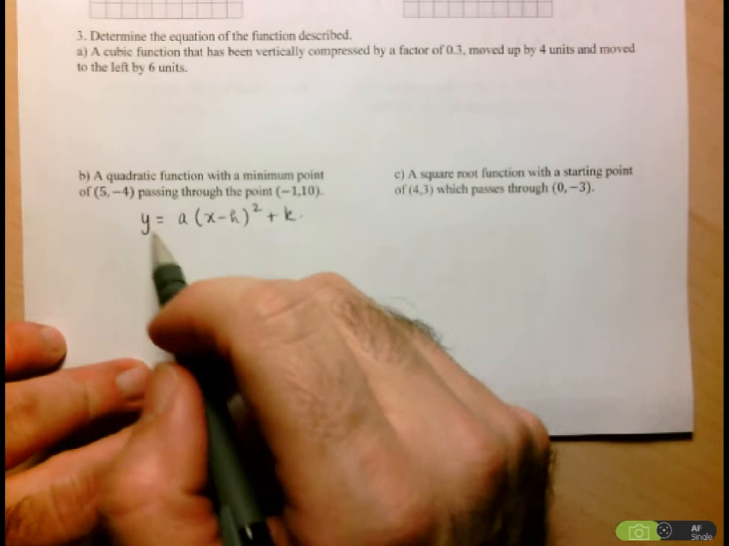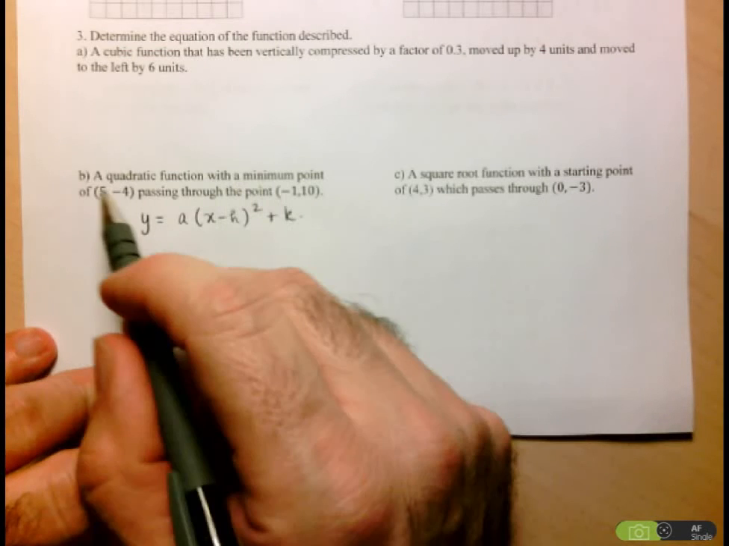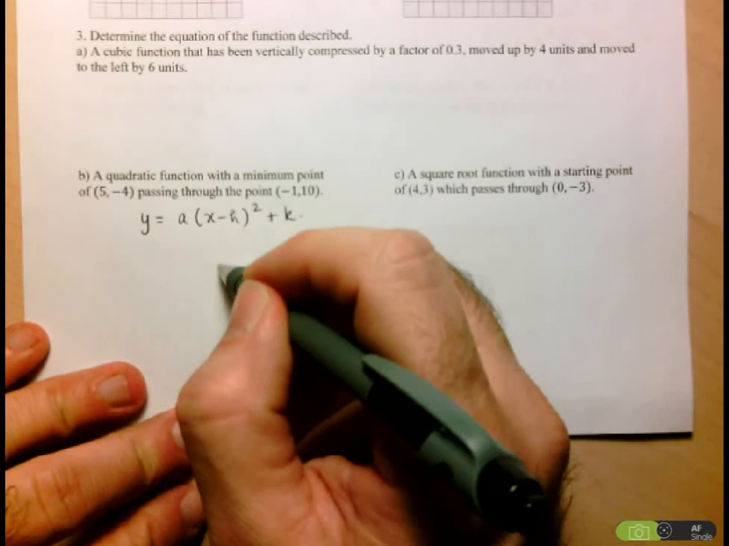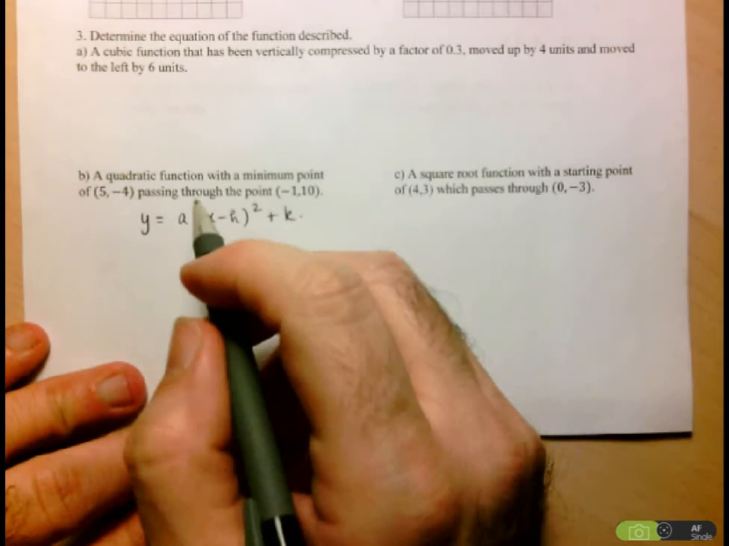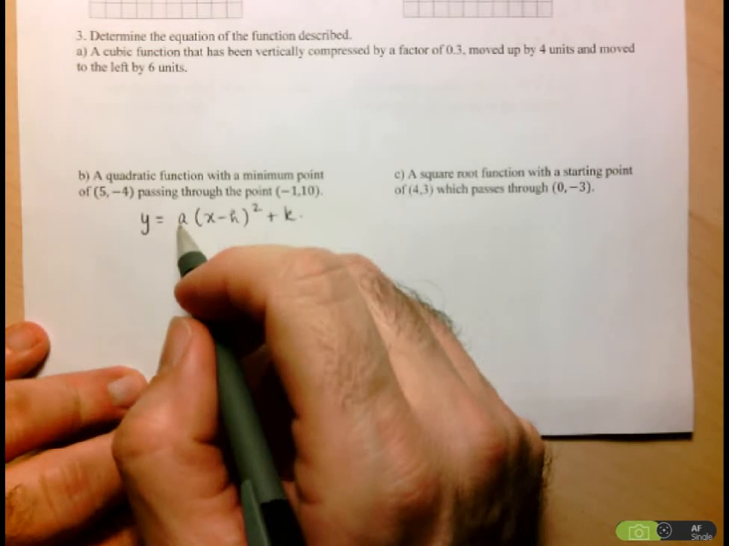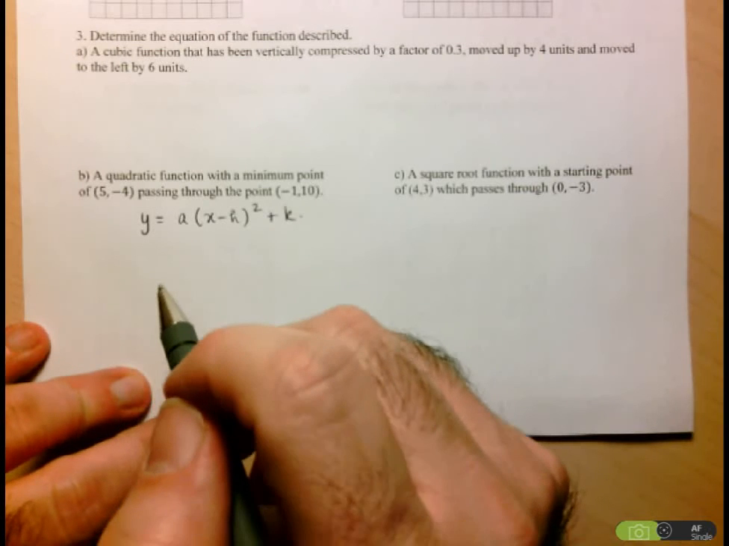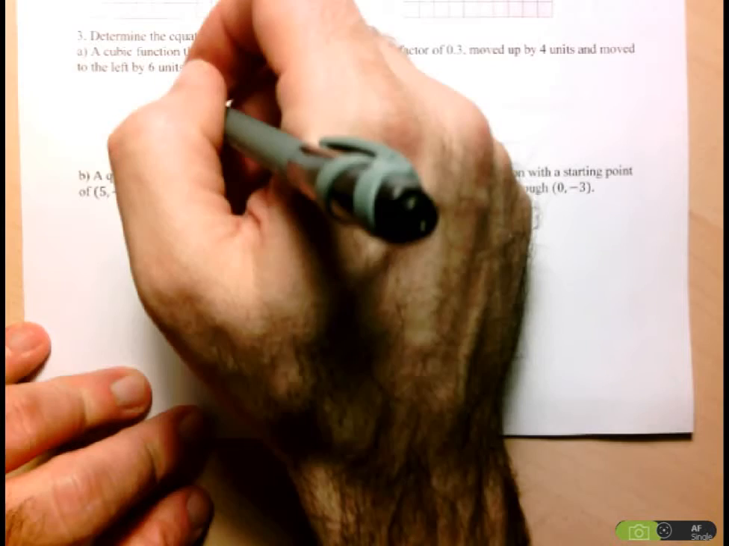Okay, so now let's see what is up with this quadratic function. So it has a minimum point of 5, negative 4. Okay, so that tells me right off the bat that it's going to be opening up since it has a minimum point. And so I know even before I start that a should turn out to be positive. If it does turn out to be negative, it means you've made a mistake. Okay, and then it passes through the point negative 1, 10.